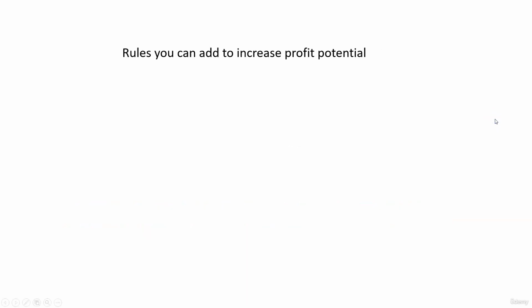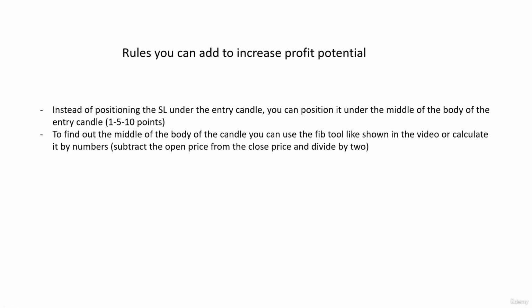Next, rules you can add to increase profit potential. So instead of positioning the stop loss under the entry candle as in the standard strategy, you can position it under the middle of the body of the entry candle, 1, 5, 10 points. We did a whole video about this. And to find out the middle of the body of the candle, you can use the fib tool like shown in the video, or calculate it by numbers. That's simple. You just subtract the open price from the close price and divide by 2. Obviously that's a bullish candle because the close price is going to be higher than the open price. So the difference between those, you split it in 2, and that's the middle of the body of the candle.